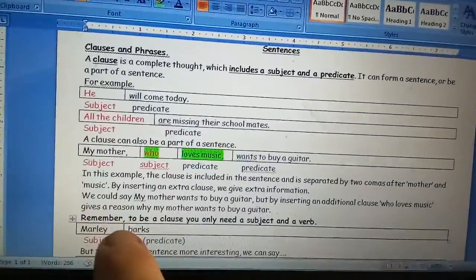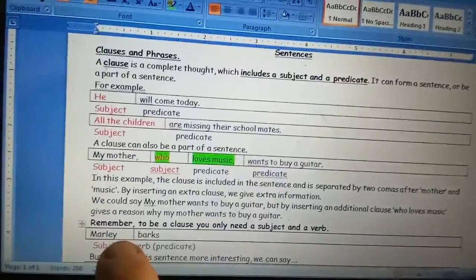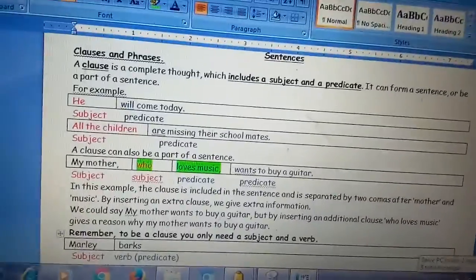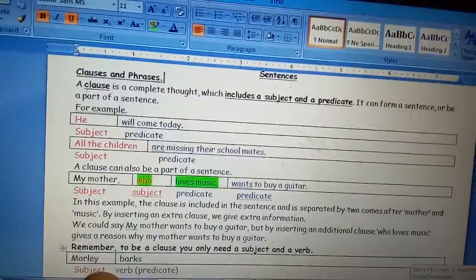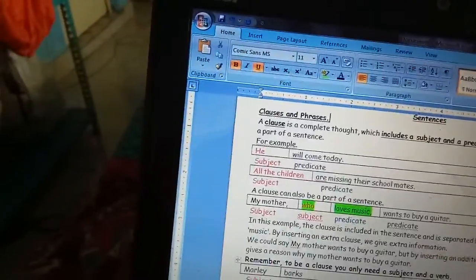This is to remind you that really, to be a sentence or to be a clause, all we need is a subject and a verb, because the verb is the predicate. Okay, sorry, my screen went blank on me. Okay, so Marley barks.